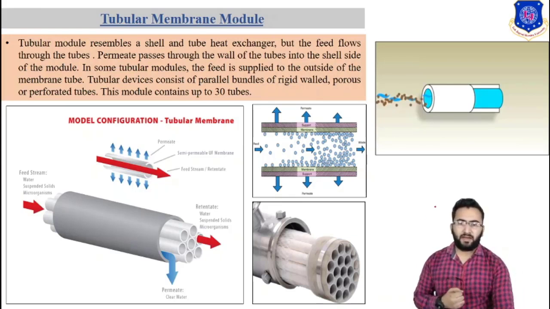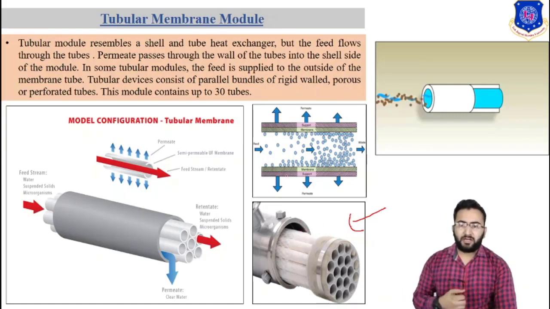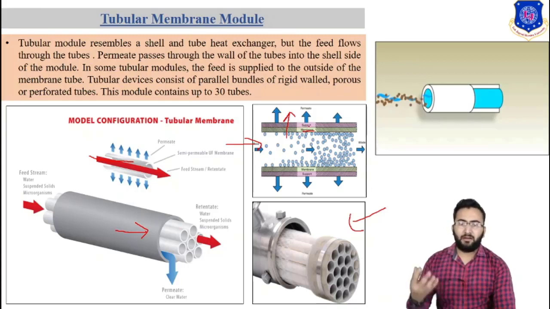So this is one example of the tubular module and how it looks. There is one real tubular membrane module which contains a number of tubes, or it acts as a shell and tube heat exchanger. Through this tube the feed flows and permeate can pass through this membrane. The wall of this tube is made from the membrane and its support. So a molecule which is smaller than the pore of the membrane can pass through this wall and be collected from this shell side.